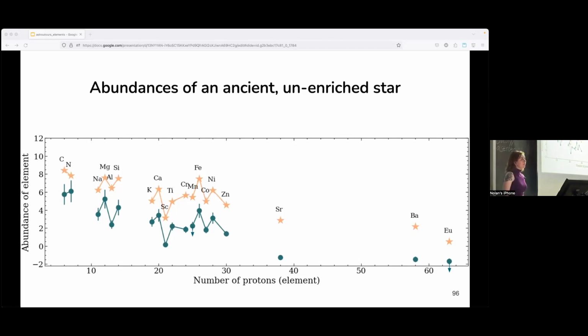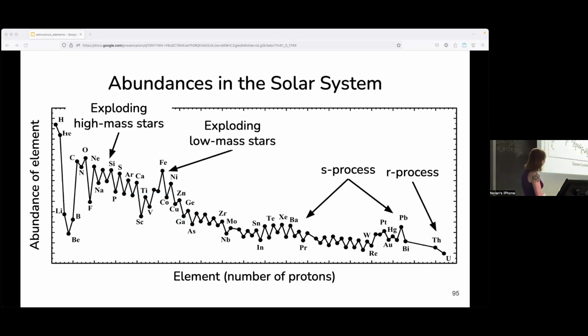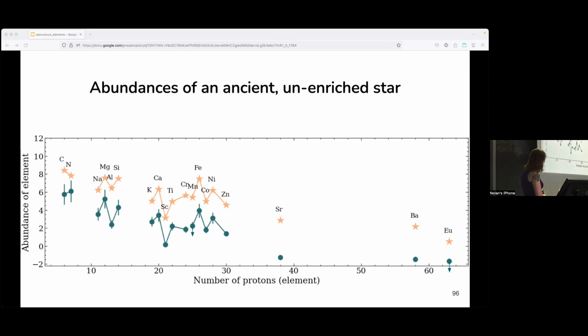And so we can see evidence of sometimes even just one single supernova in stars like these. And what you are seeing here is basically the same plot as this, where the yellow stars are the abundances in the sun, and the green dots are abundances that we measured from a very old star in a teeny tiny galaxy called Eridanus 4.